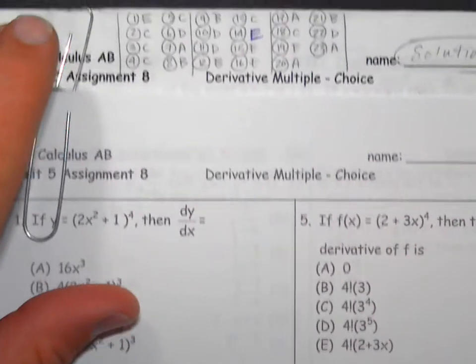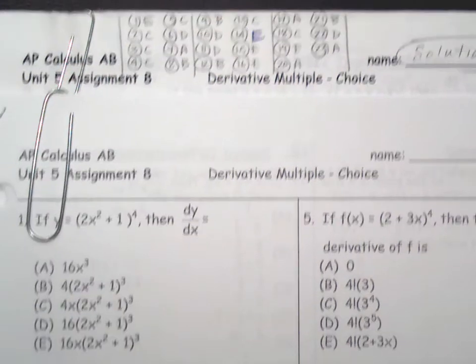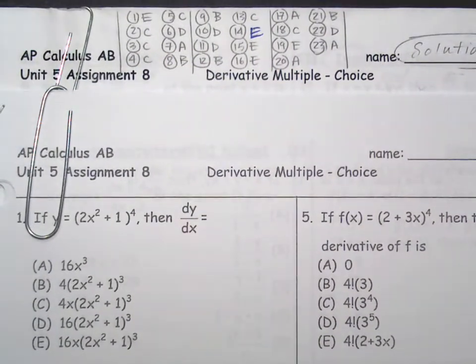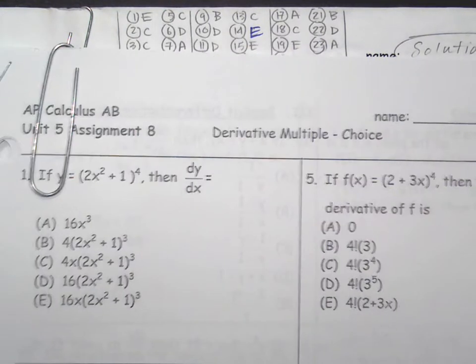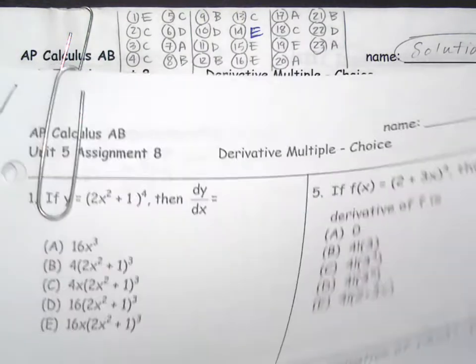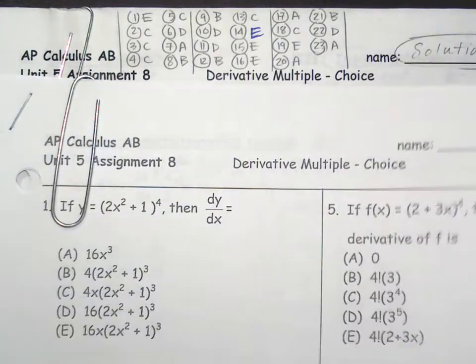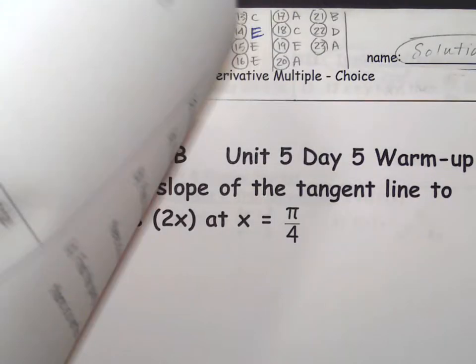All right, AP Calculus AB, Unit 5, Day 8. Assignment. These are the answers to the multiple choice questions at the top there, which I think I posted online also. So this is a really big assignment.